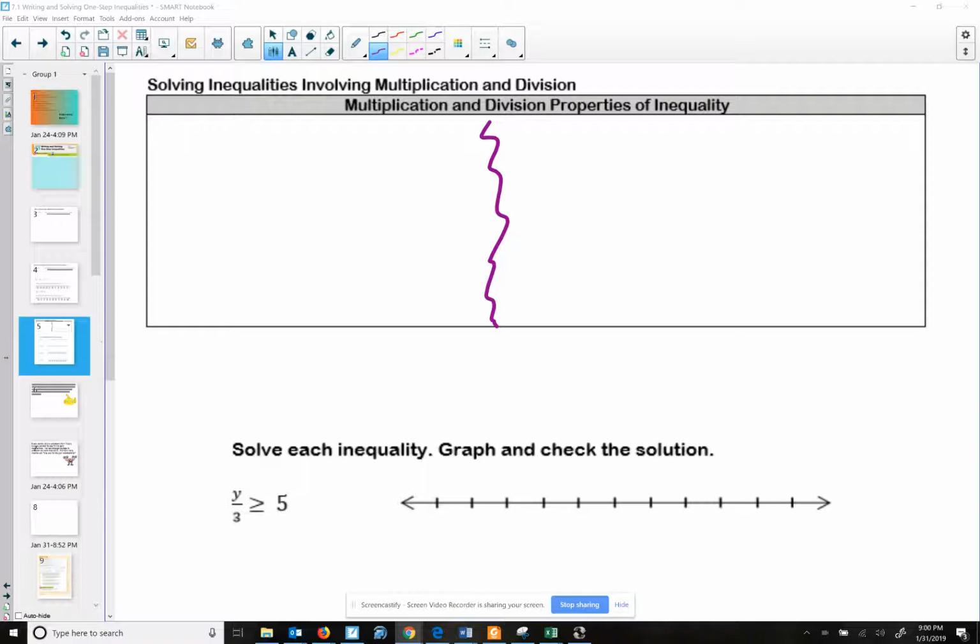So we're going to do the same thing now, but we're going to have inequalities where we have to solve them by multiplying and dividing. And you're going to see something that we have to make sure we watch out for. We haven't had to worry about this before because it didn't apply when we solved equations. All right. So find this spot in your notes where you have this big blank box for multiplying and dividing. And I want you to draw a squiggly line down the middle.